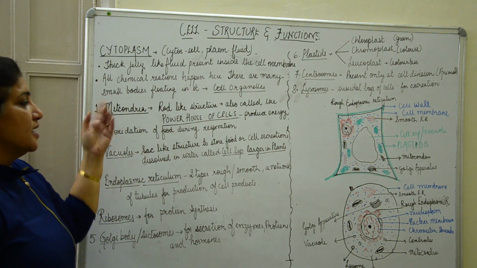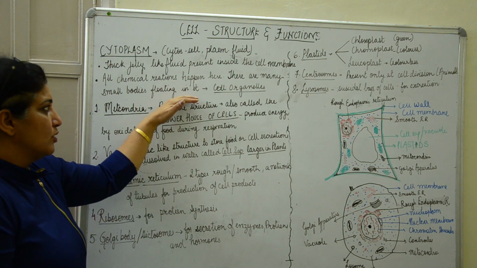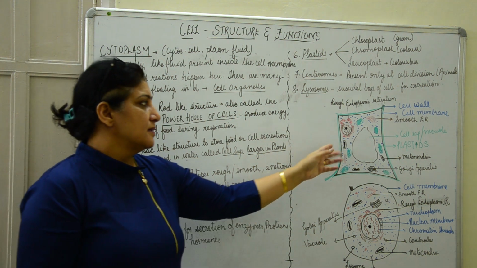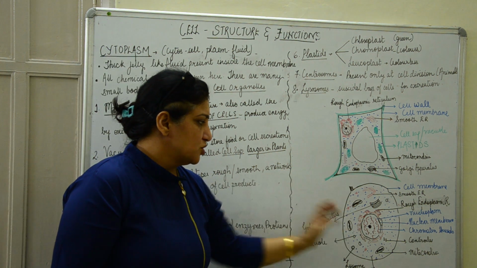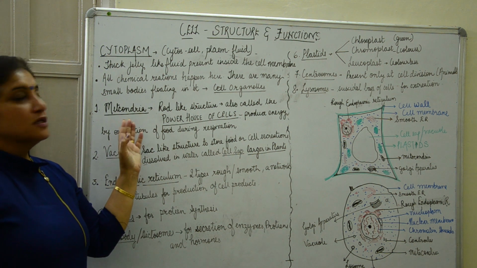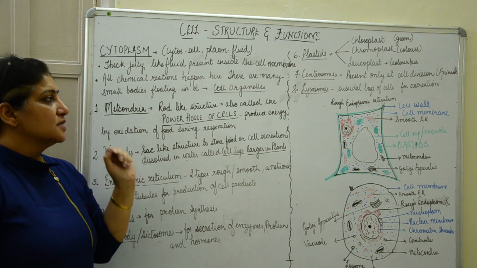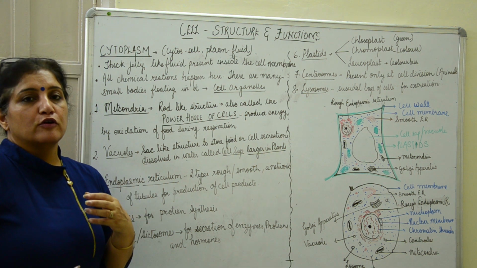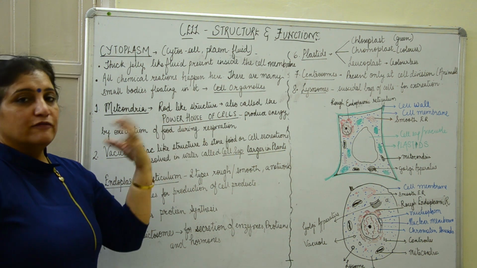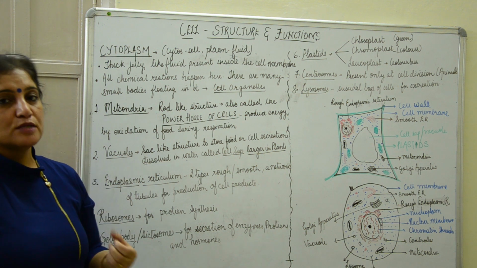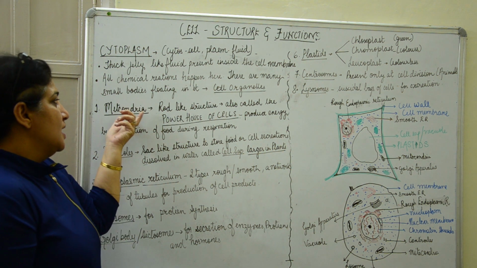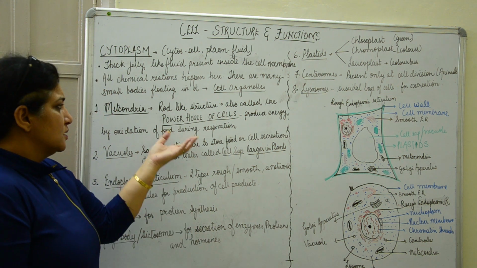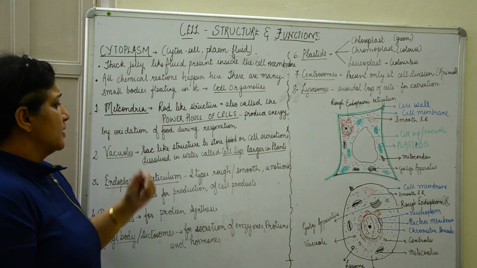Okay, so now we come to these cell organelles. The mitochondria is the first cell organelle that we will be studying. It's a rod-like structure. It is also called the powerhouse of the cell because it is where the energy is produced for all cell activities. The food that we eat is oxidized through the process of respiration at the mitochondria, and then the energy is released. So this is called the powerhouse of the cell.